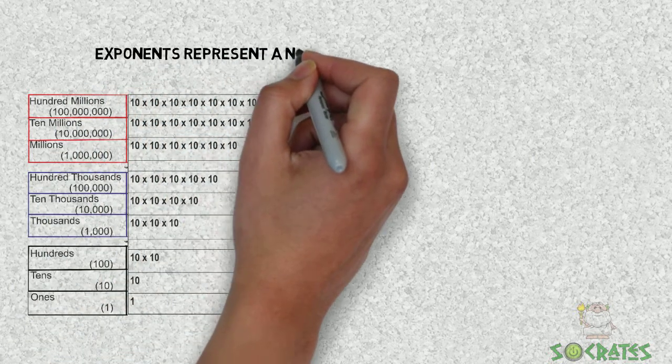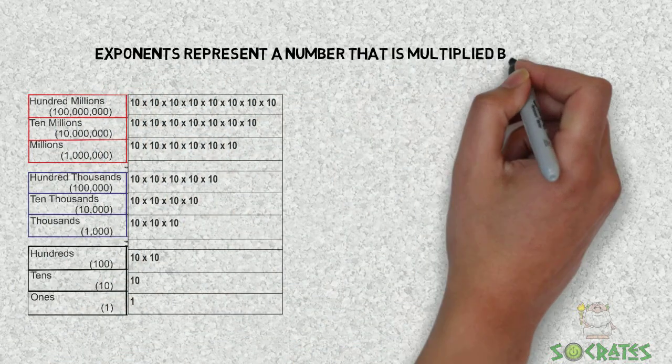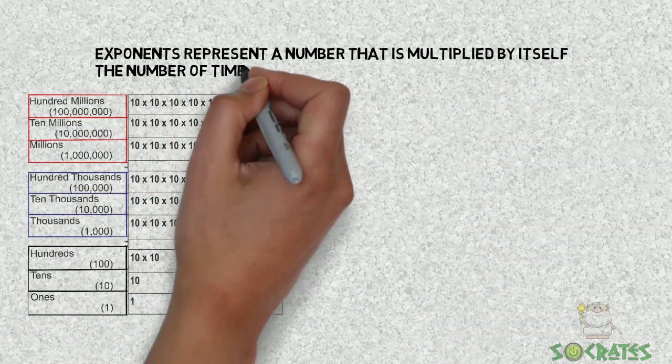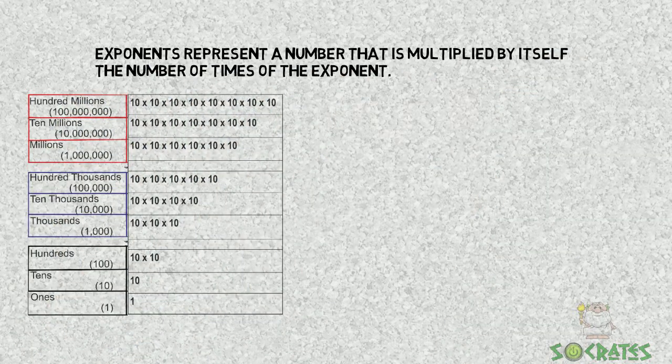Exponents represent a number that's multiplied by itself the number of times of the exponent. So if we look at the hundreds, 10 times 10, that would be 10 to the second power. Let's break it down even further by looking at an example for the thousands.